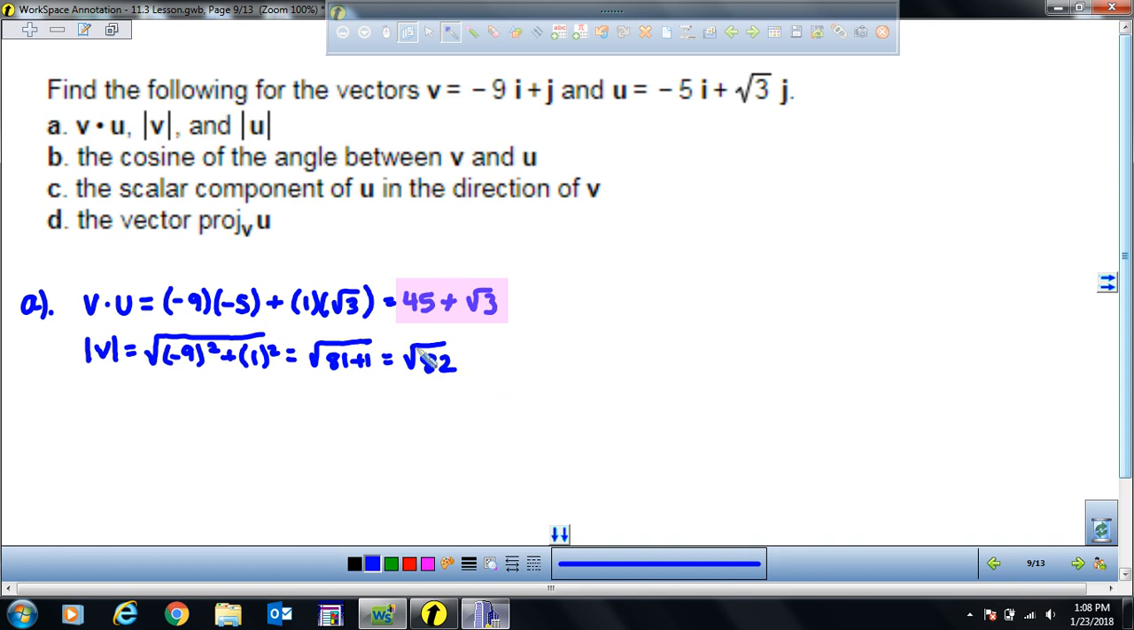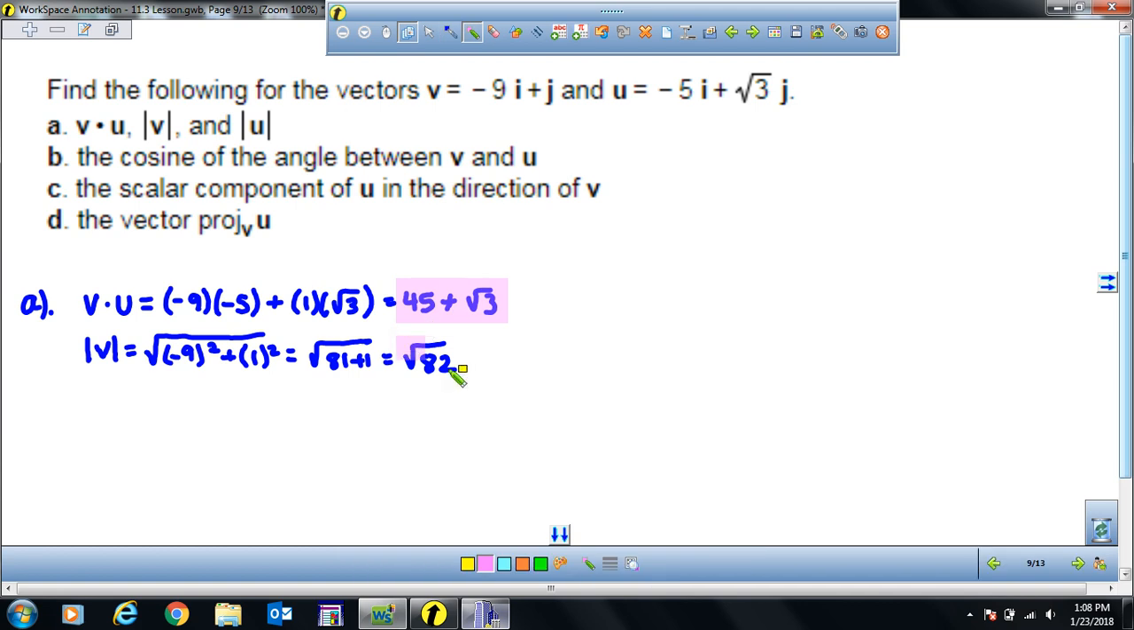Okay. Now, this cannot be reduced, right? So 82 doesn't have a factor that can be simplified. So we're going to leave it as is. Okay. Next, let's find the magnitude of u.